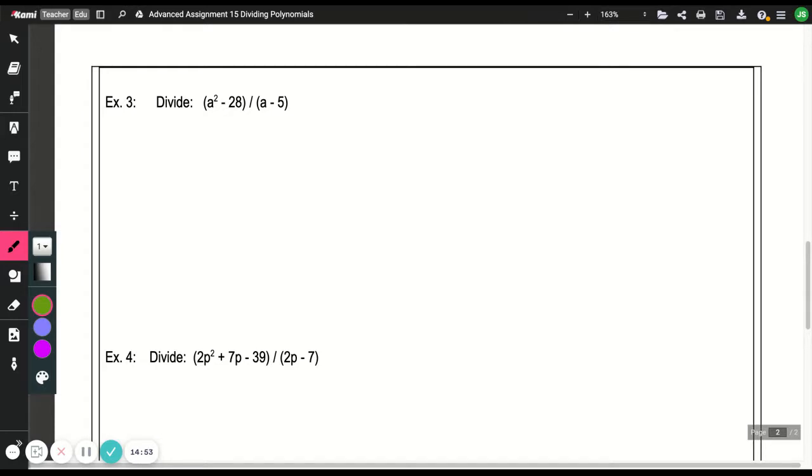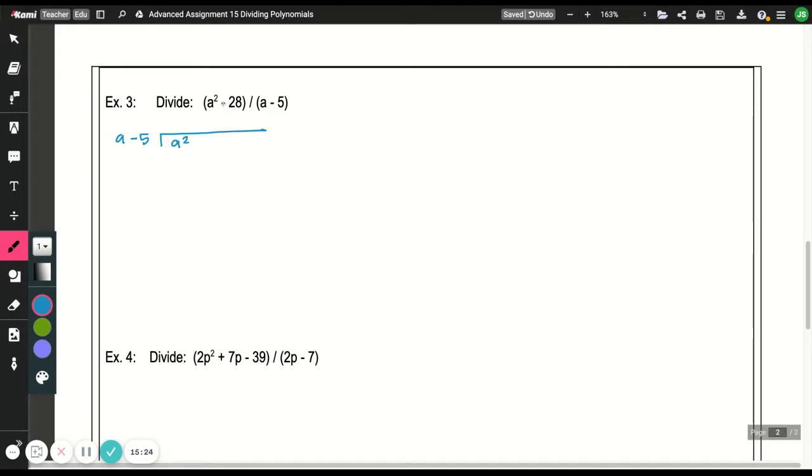So for this first one, notice that when we divide, this first one skips. So when I go to set this up, a minus 5 into a to the second, it skips the a to the first. There's no a to the first. These are not allowed to skip. If it skips, you will get it wrong. Okay? You cannot skip a term.